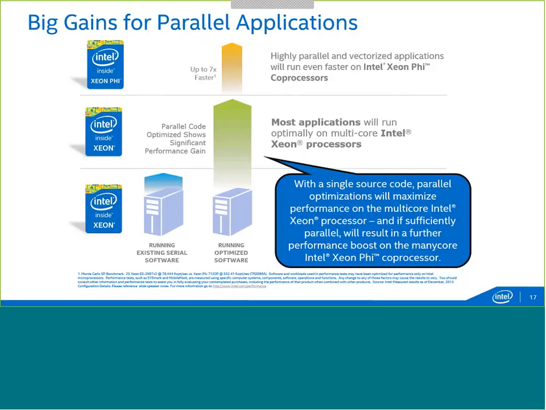It will do nothing. So the code has to be ported. I wouldn't say ported. It has to be re-optimized with the compiler. It's the same x86 code that you've been using all along, and you just point it at the Phi.